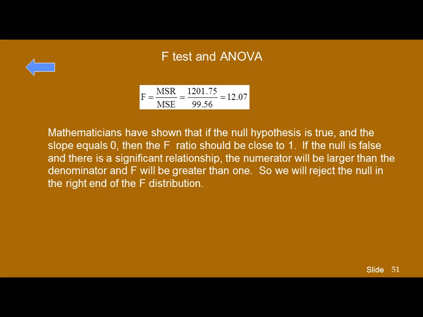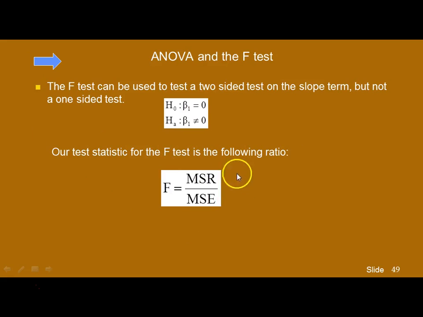Now let's take a closer look at the F statistic here. Go back to our F ratio. In mathematics, you can show that if the null hypothesis is true, if there is no significant relationship between these variables, then MSR and MSE should be about the same, in which case this ratio would equal 1. On the other hand, if the alternative is true, if the slope is not equal to 0 and there is a significant relationship, then MSR, the explained variation, should outweigh MSE, the unexplained, and therefore this ratio would be greater than 1.